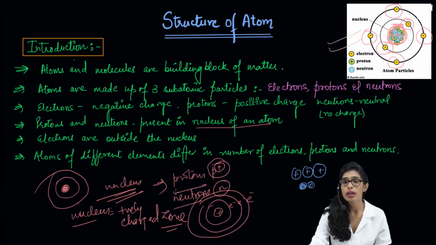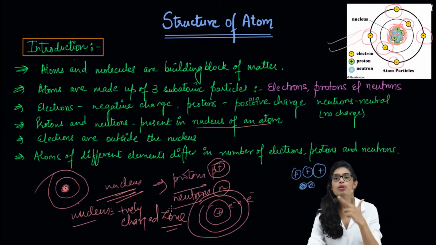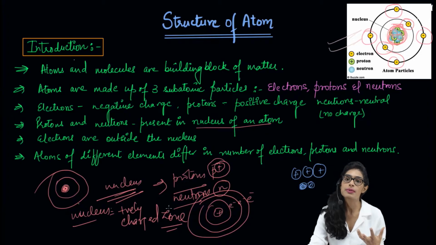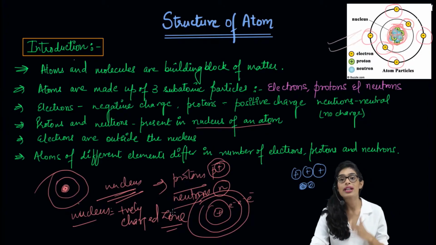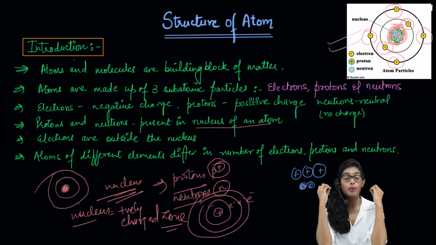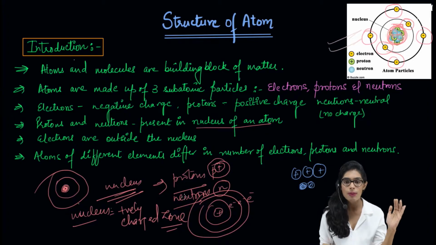So now we know that there are three subatomic particles. Electron is the lightest. Proton and neutron have almost the same weight and are almost 1800 times heavier than the electron, and that is the reason why we use protons and neutrons to calculate the atomic mass and we neglect the electron's mass.